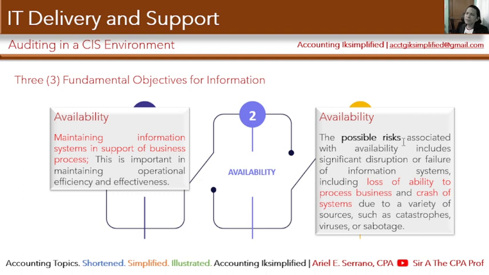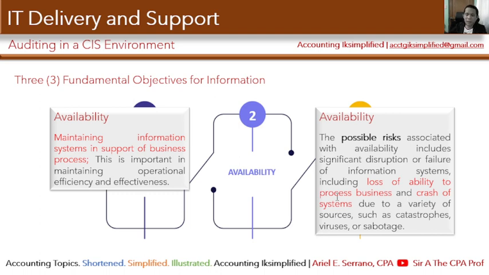Now, the possible risks associated with availability includes significant disruption or failure of information system, including loss of ability to process business and crash of systems. Of course, ito very unfortunate, medyo sa kasamaang palad, kumbaga. Kung kailan kailangan mo yung information, biglang nagkaroon ng system crash. Dahil sa system crash, hindi mo ma-access yung mga modules or mga parts ng information system na kailangan mong i-access dahil nagkaroon ng problema. So, ito yung mga possible risk.